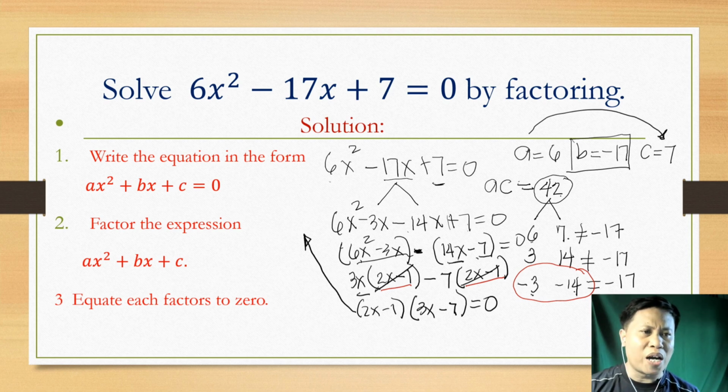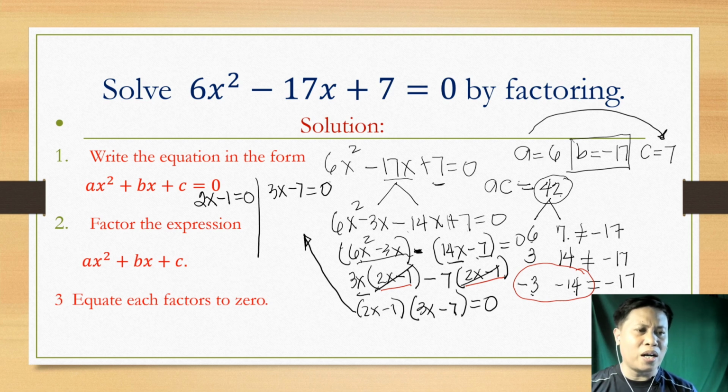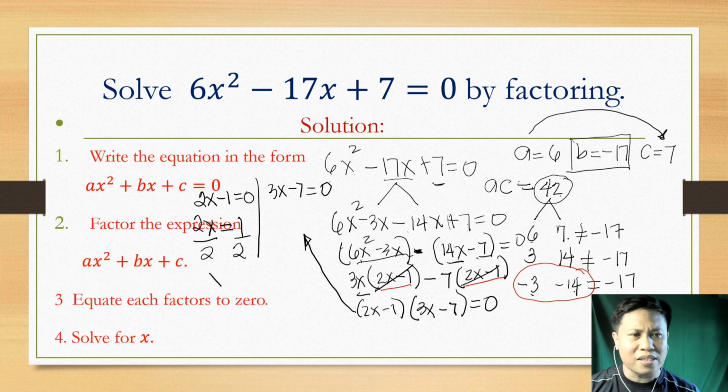Here, you have 2x minus 1 equals 0, and the other one is 3x minus 7 equals 0. Then, we solve for x. So, 2x, transpose negative 1 to the right side. It will become positive 1. Divide both sides by 2, your x now is equal to 1/2. And this is one of the values of x.